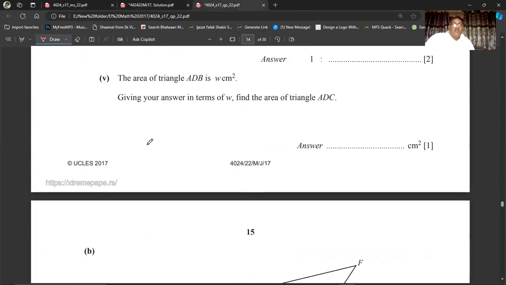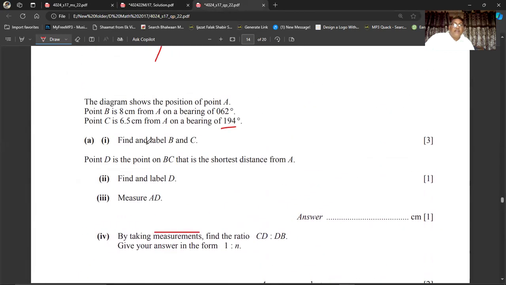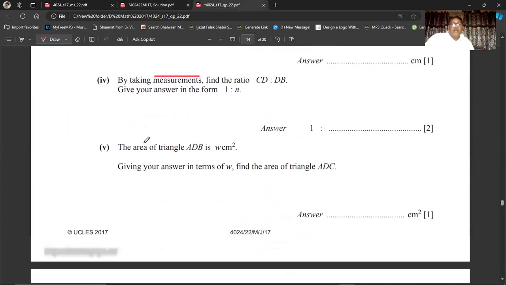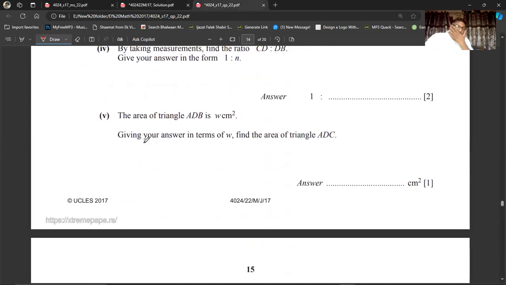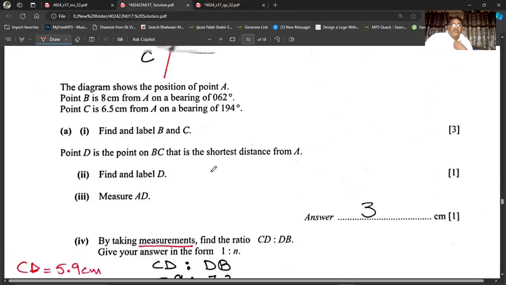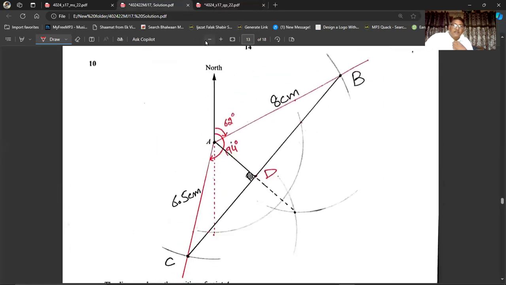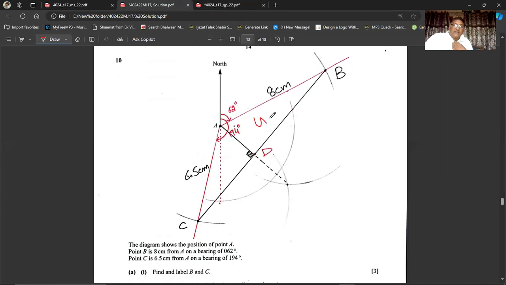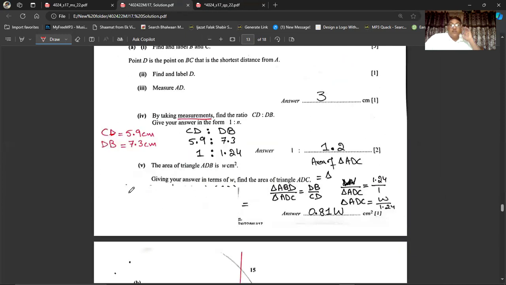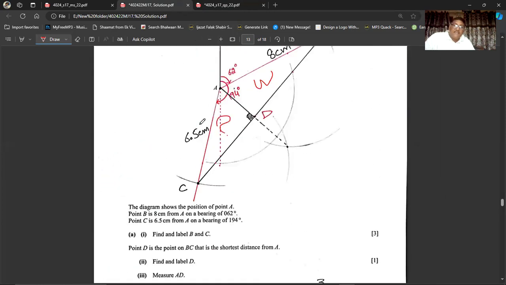Okay. Now their question is: the area of triangle ADB is W. Give your answer in terms of W. Find the area of triangle ADC. So the area of ADB is W, and they want me to find the area of this triangle. The area of triangle ADB is W centimeter square. Give your answer in terms of W. Find the area of triangle ADC.